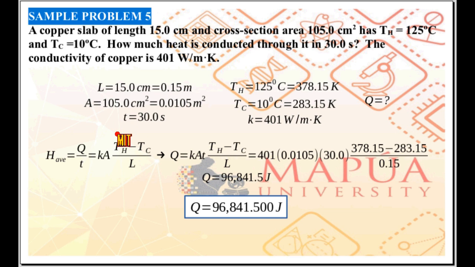The only unknown is the total heat transferred Q. So isolate Q. Q is equal to KAT(TH minus TC) over L. Plug in the values, and you are able to calculate the total heat conducted through the copper slab. Q is equal to 96,841.500 joules. Pretty straightforward solution, a direct application of the heat conduction equation.